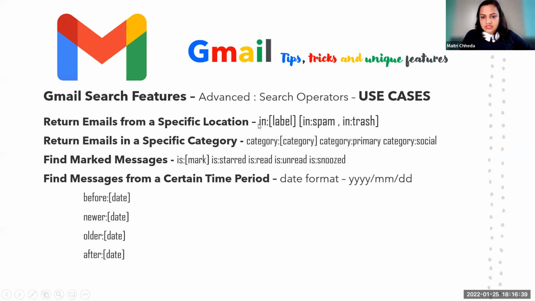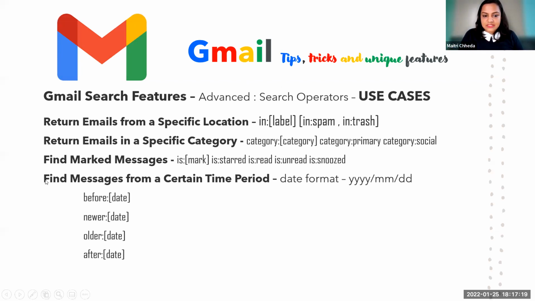So in, how I use this is: in inbox, is unread, is starred, is read, is unread, is snoozed. Sometimes you snooze, and we will come to snooze later on, how you snooze a particular email. But when you want to search emails which are snoozed, which have basically gone into archive, it sometimes becomes difficult to search. So I want to search an email which is snoozed, so I'll just write is snoozed, and you will get all the emails which are snoozed. Or is starred, all the emails which are starred.